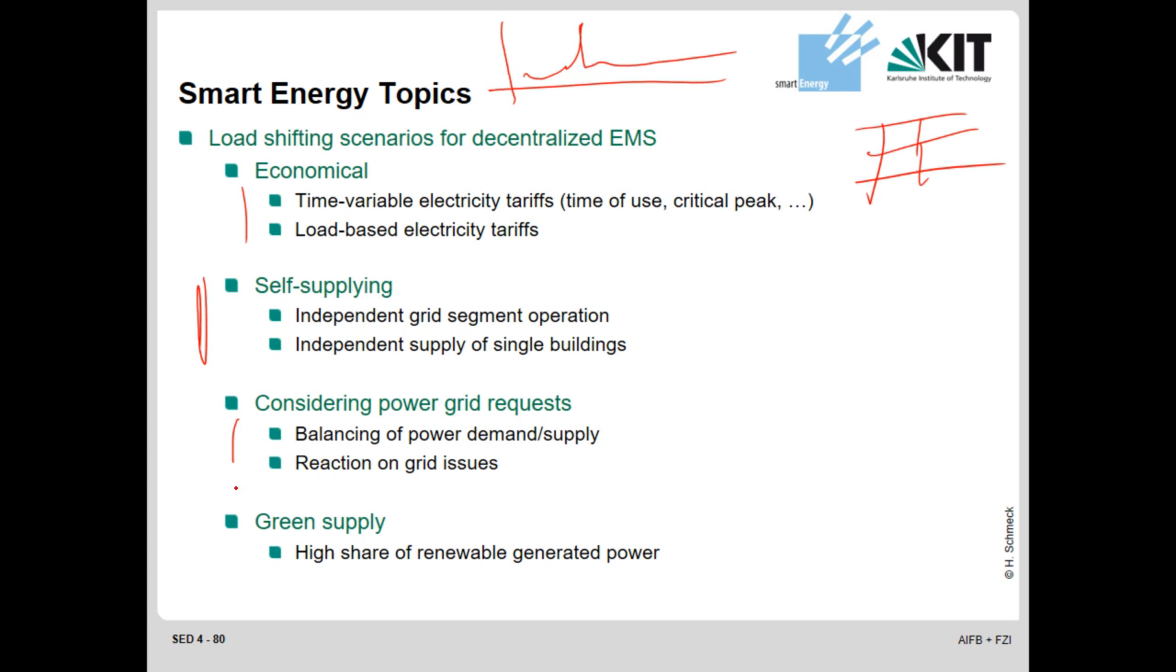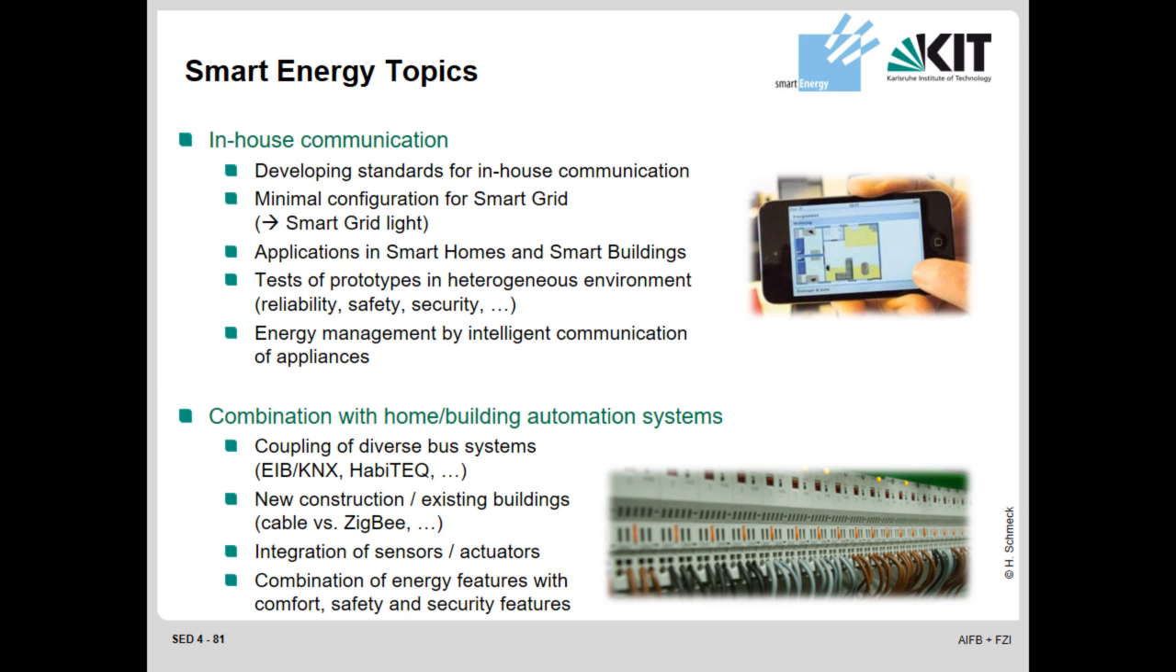We have to be able to consider power grid requests, balancing of power, demand and supply. We have talked about that inside the house, but also regional, using this self-organized balancing power. And so we would like to have green supply. That's obvious. We have to look at in-house communication, all kinds of different communication systems.